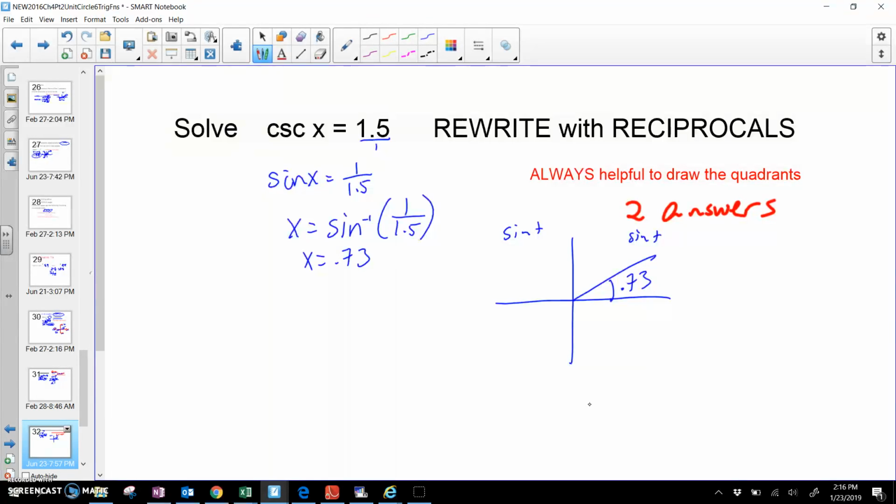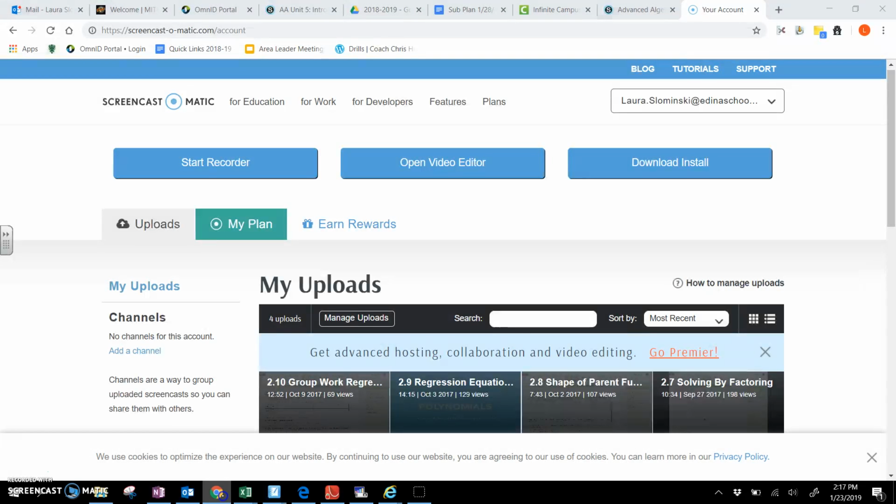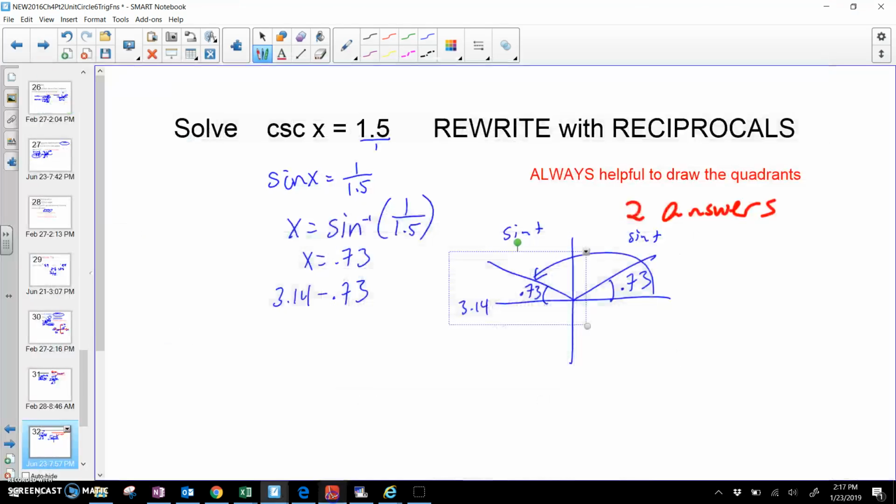And then my last thing that I would do is find the reference angle here. I know this is 3.14. So to find this angle, I would do 3.14 minus 0.73. Go back to my calculator. I hadn't calculated this. 3.14 minus 0.73. I get 2.41 as my second answer. Those are the two answers. All right.